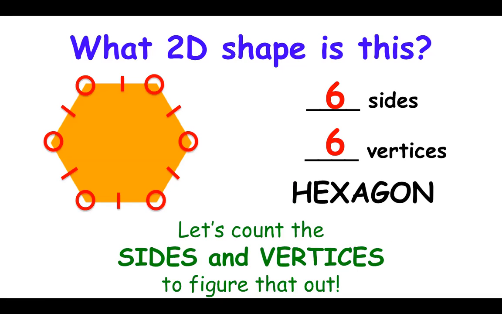a hexagon. You can remember this by thinking of the word 6. 6 has an X in it, just like hex has an X in it. So if you can't remember what a shape with 6 sides and 6 vertices is called, think about the word 6. It has an X in it, just like hexagon. Okay, so anytime a shape has 6 sides and 6 vertices, no matter what it looks like, it is called a hexagon.